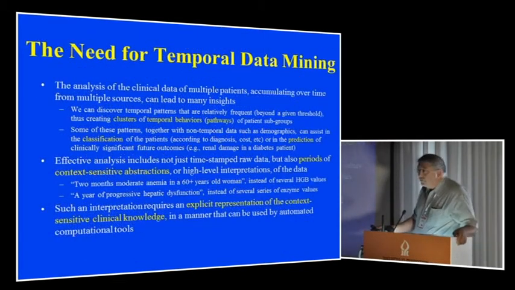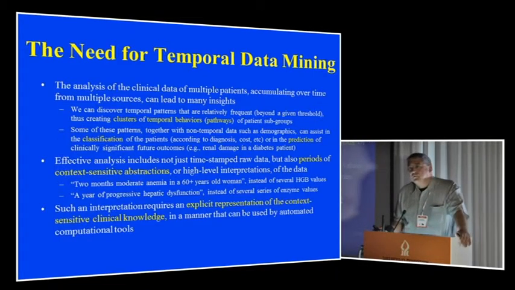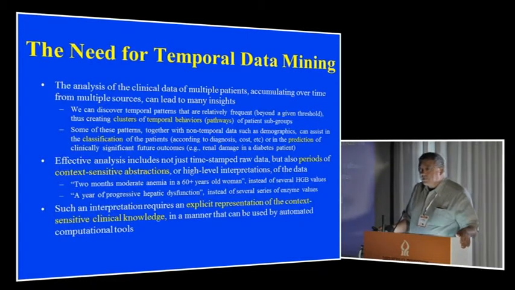Now, if we focus on the last issue, discovery of knowledge, analysis of the data of multiple patients can lead us to multiple insights. In particular, we would like to do one of three tasks usually, and sometimes all three. First, we would like to cluster large numbers of patients by their temporal behaviors. Imagine, for instance, looking at 20,000 diabetes patients and noticing that they all follow one of five different behaviors over time. We call that temporal clustering.